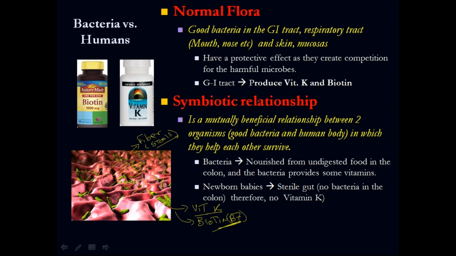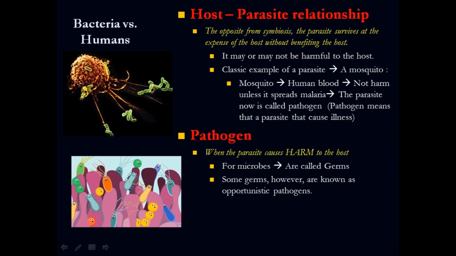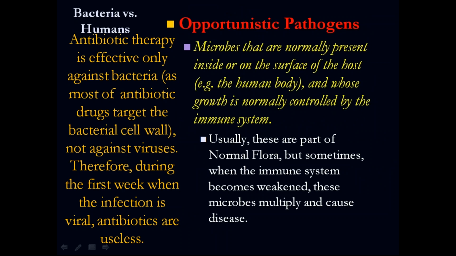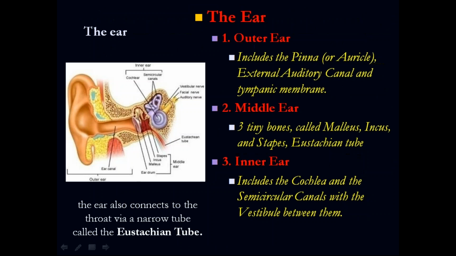Remember this word, symbiosis. Symbiosis is a mutual cooperation, a mutually beneficial relationship. So we help them, they help us. That is what we call the normal flora. Please be careful on that. Opportunistic is when the immune system is going down, right? So the bacteria is waiting for the immune system to go down in order to attack.